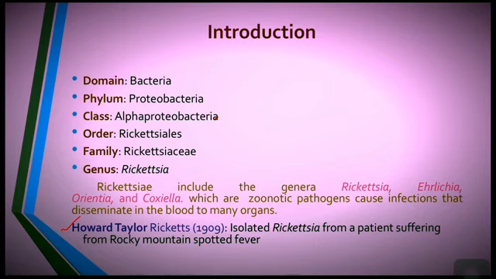Rickettsia comprises the genera Rickettsia, Ehrlichia, Orientia, and Coxiella. Coxiella, which causes Q fever, has been excluded from this because it is not transmitted by arthropods. All these genera include organisms that are zoonotic pathogens. This group infects the vascular endothelium and reticuloendothelial cells of vertebrates.